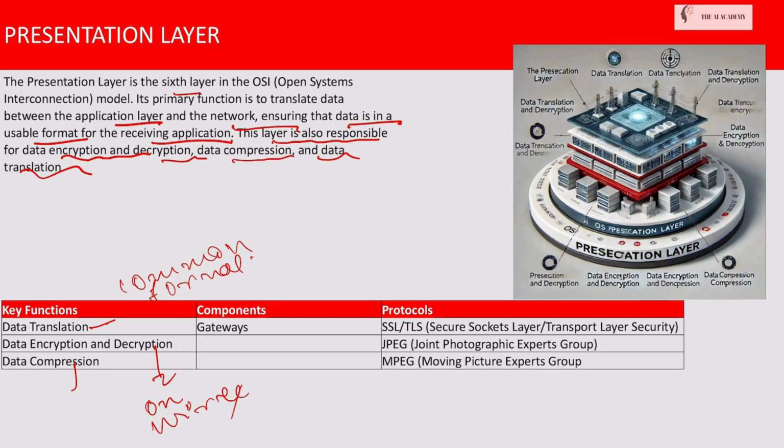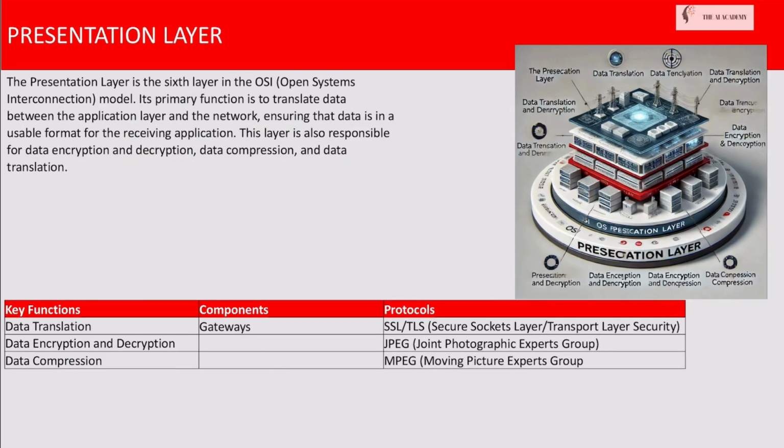And the presentation layer compresses data to reduce the amount of data that needs to be transmitted, improving the efficiency of data transfer. The components are gateways that connect different networks and can operate at multiple layers of the OSI model, including the presentation layer, to manage data translation and conversion. The presentation layer protocols are SSL/TLS, Secure Sockets Layer/Transport Layer Security. These protocols provide secure communication over a computer network by encrypting data and ensuring data integrity.